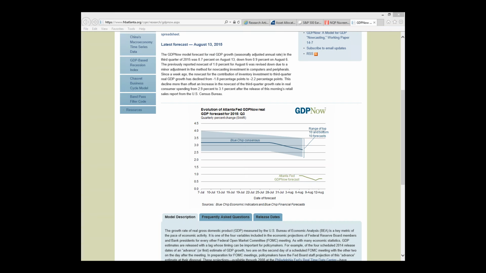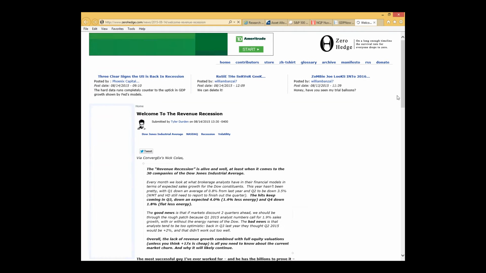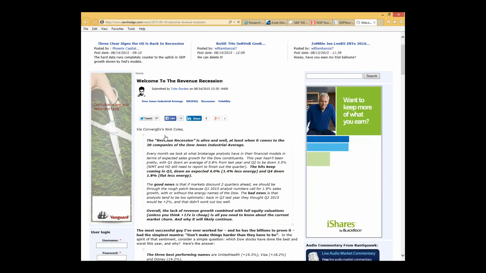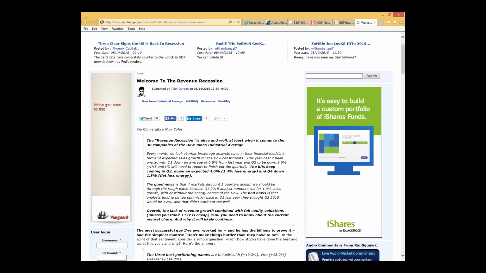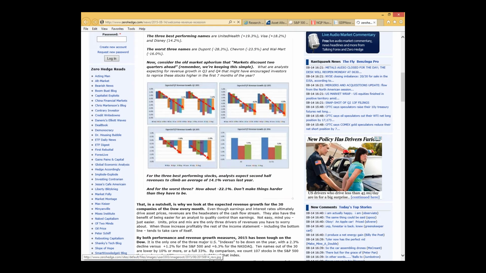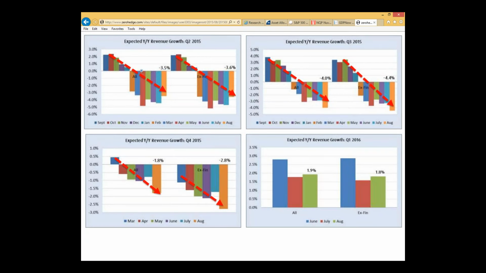We're also seeing some information consistent with that lower forecast. This is an article. Information was prepared by an analyst called Nick Colas at ConvergeX. And in these tables here, he shows the expected year-over-year revenue growth. And this is for the Dow Jones Industrial Average, 30 large cap companies.